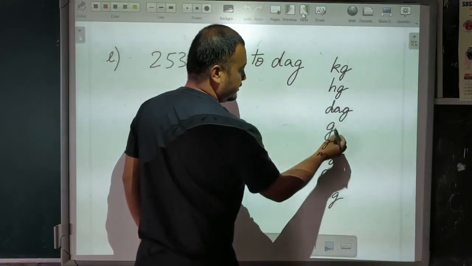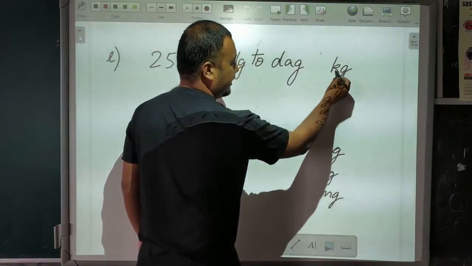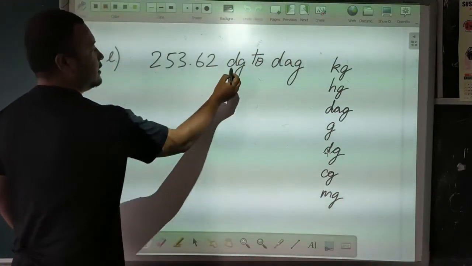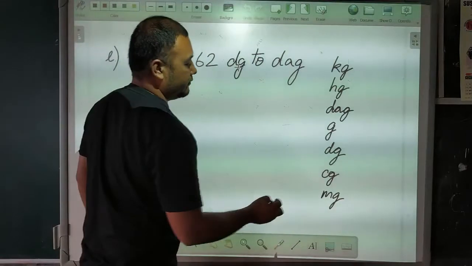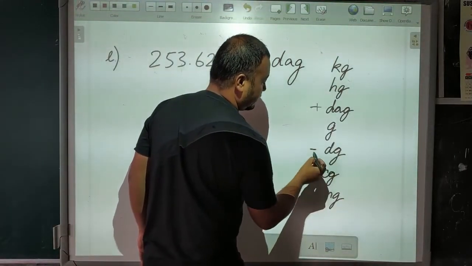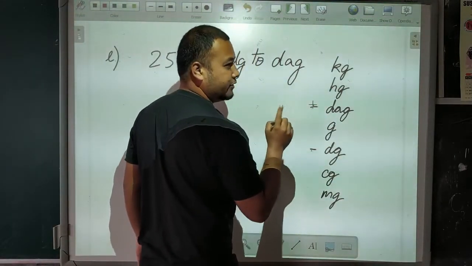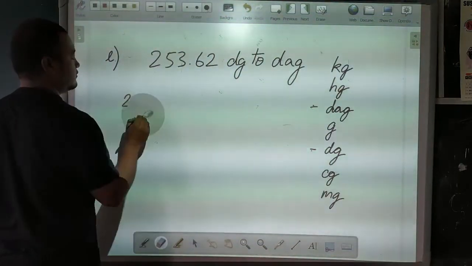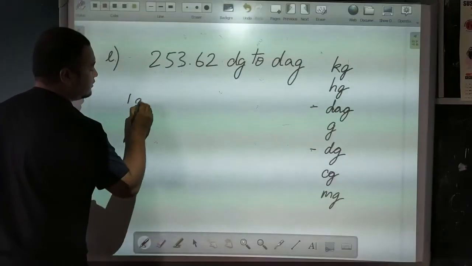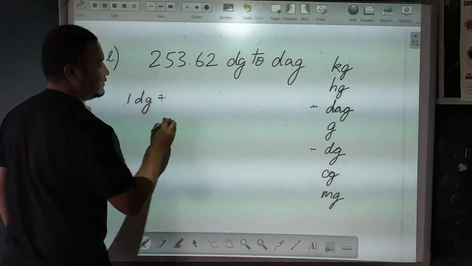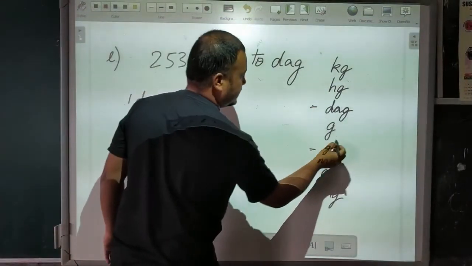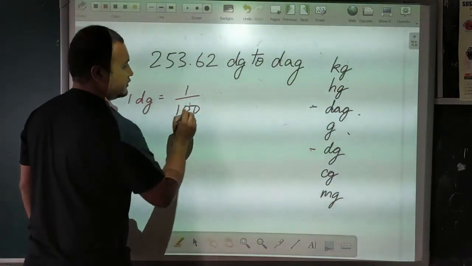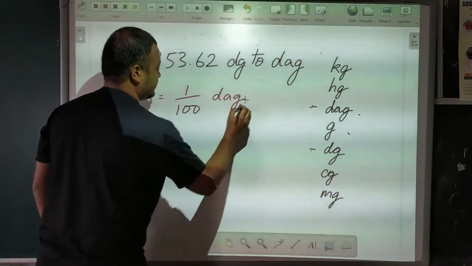So I have written it here. The chart: gram, then decagram, hectogram, and kilogram. Then I have decigram, centigram, and milligram. So here we are changing from decigram to decagram, from here to here. So we are going from lower unit to a higher unit. So we need to divide. So 1 decigram is equal to divide, right? So 1 upon, how many jumps to the top? 1, 2. So 1 and then followed by 2 zeros, decagram.